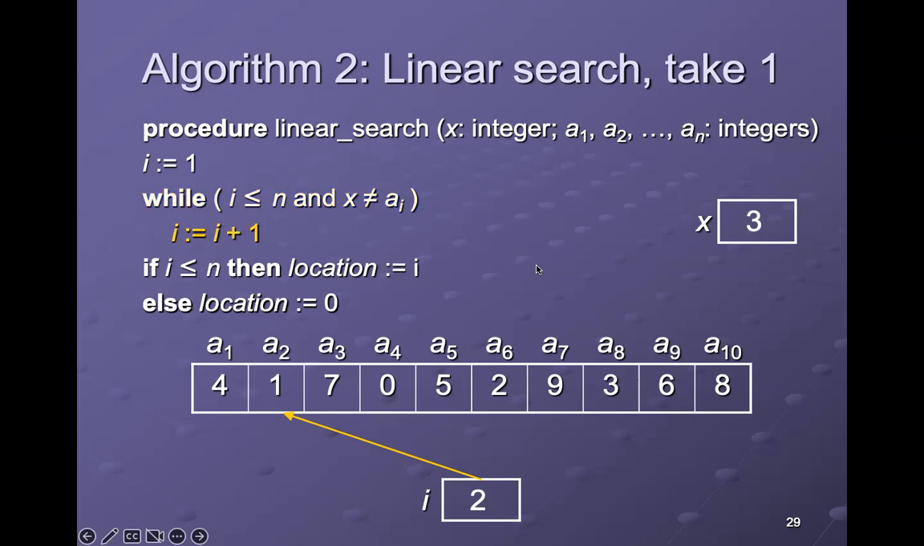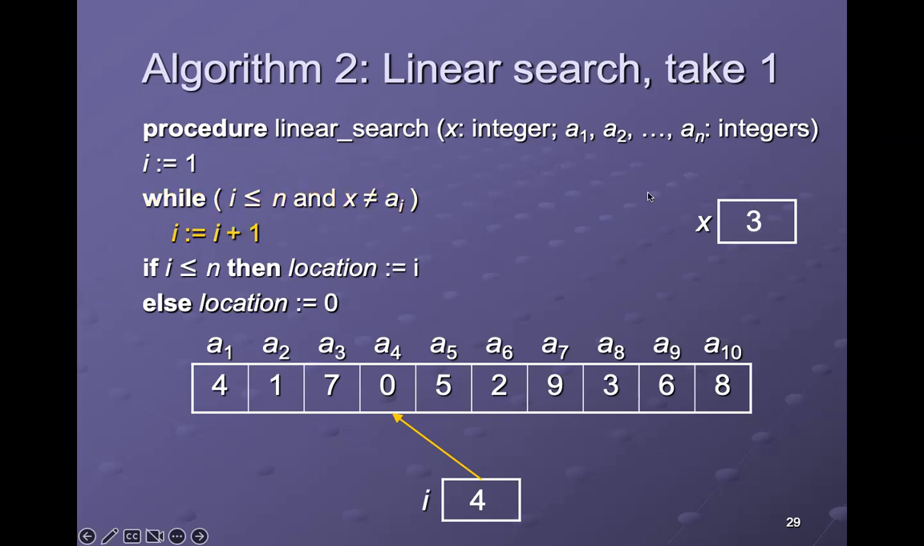Okay, so we are going to move our index again, and at position 3, i equals 3 is still less than n equals 10, so we have not reached the end of the list yet, and the number in this location is not equal to 3. So we are going to move again. Now, i is equal to 4, or we are now in position 4, and the number in this location is still not equal to 3.